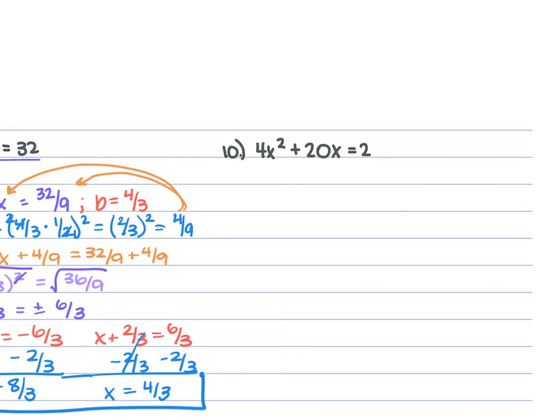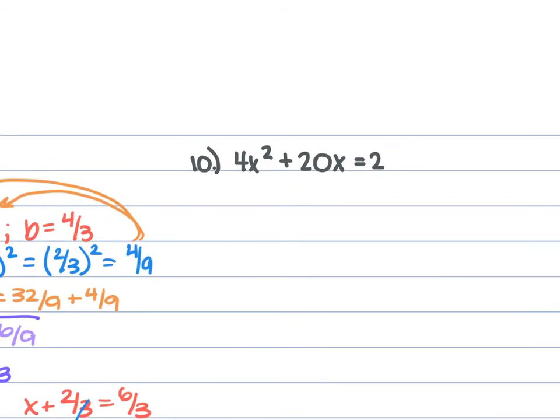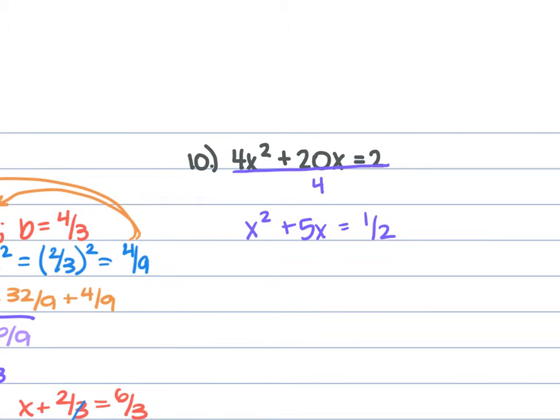For 10, we have 4x squared plus 20x is equal to 2. So I'm going to divide everything by this 4 to give me that x squared with a coefficient of 1. So this is going to be x squared plus 5x is equal to 1/2. My constant is on its own side, so my b is 5. From here, we're going to do b over 2 squared. So 5 over 2 squared gives us 25 over 4.